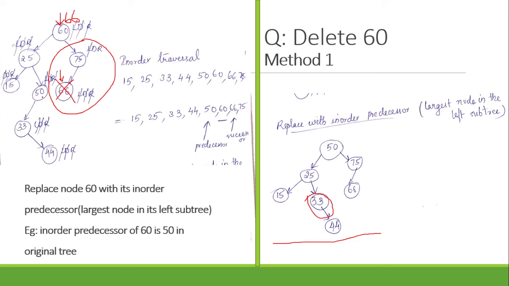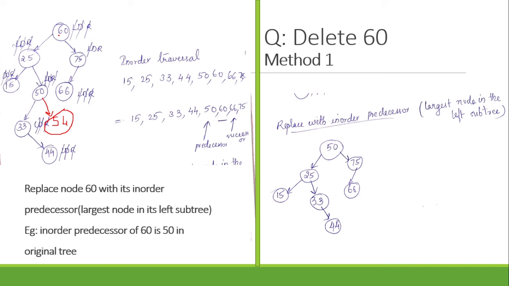So if this node 50 had another child, it would be the largest value there. So we would have to replace it with that node. Suppose we take another example. Suppose that in the original tree, 50 had 54 as its right child. This is a new question. We have a tree like this, with 54 as the right child of 50. Then use the in-order predecessor to delete the node 60.